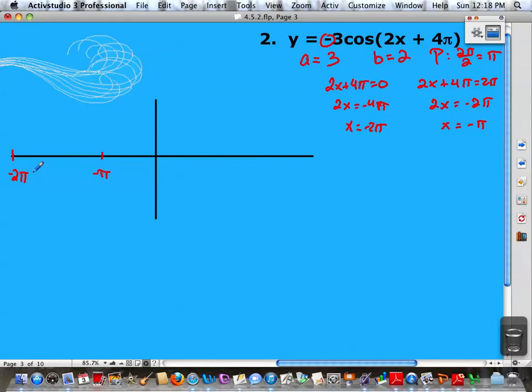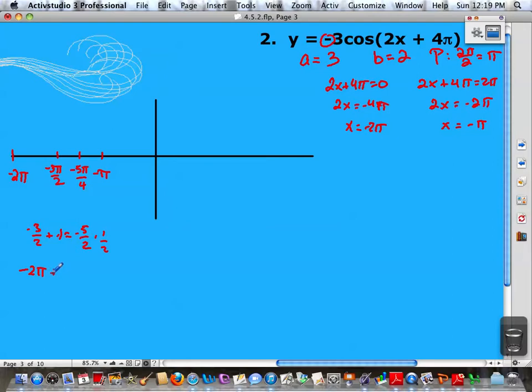So where's the middle? Well, the middle would be at -1.5 or -3/2 pi. Where is the fourth? Okay. Well, if I look at these, -3/2 plus -1 is -5/2. And I want half of that because I'm dividing by 2. I'm taking the average. And I got -5 pi over 4.